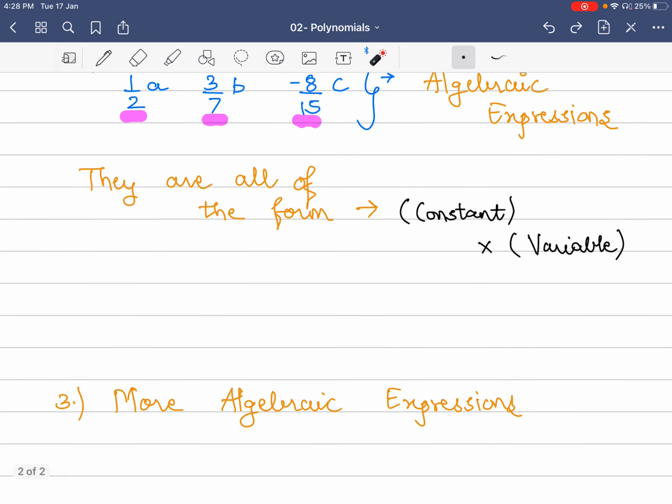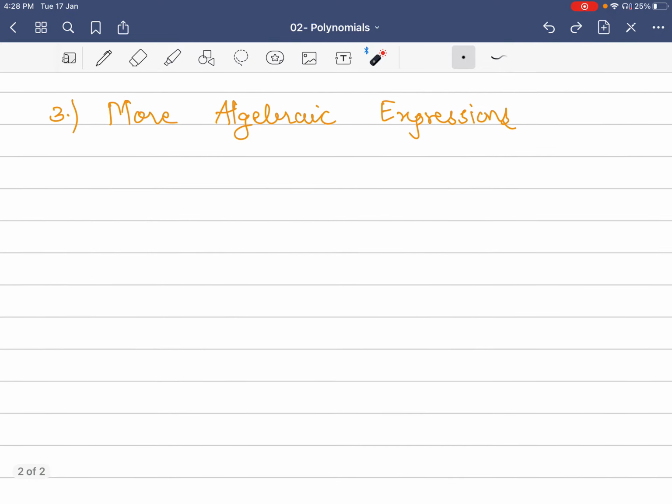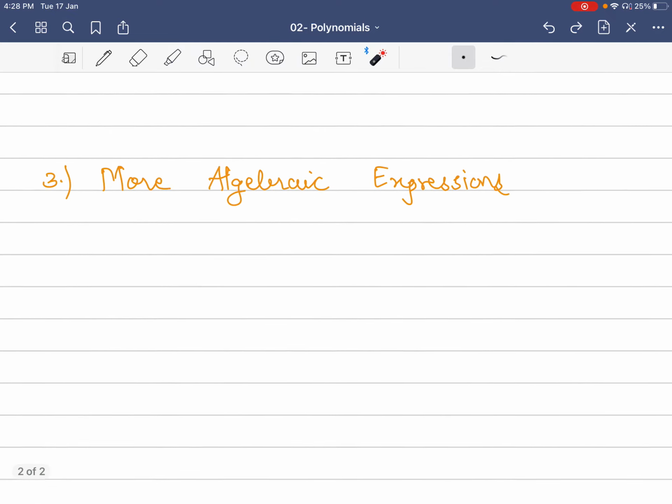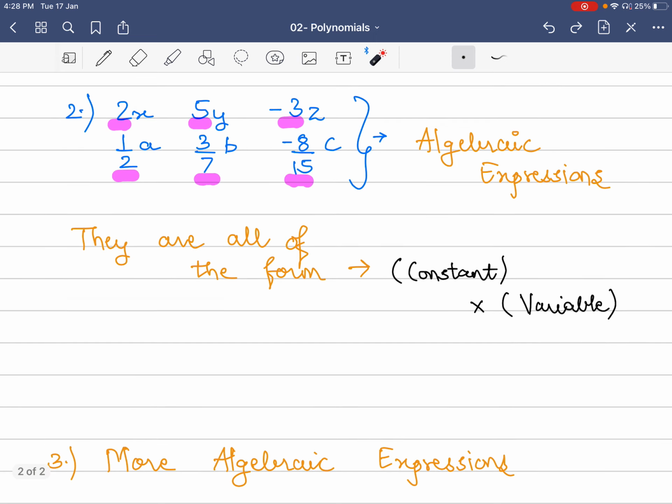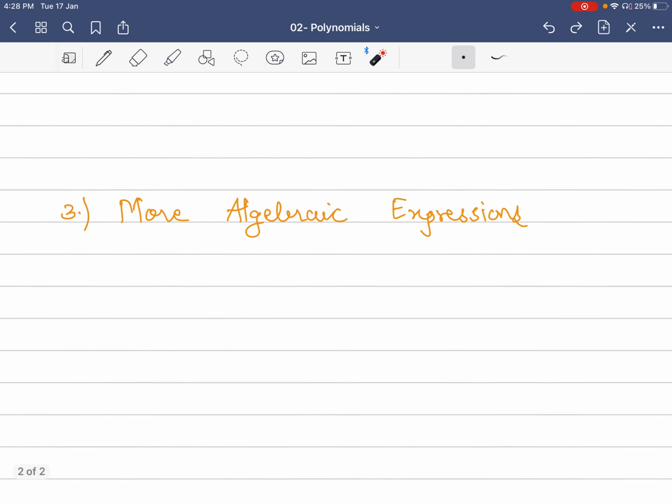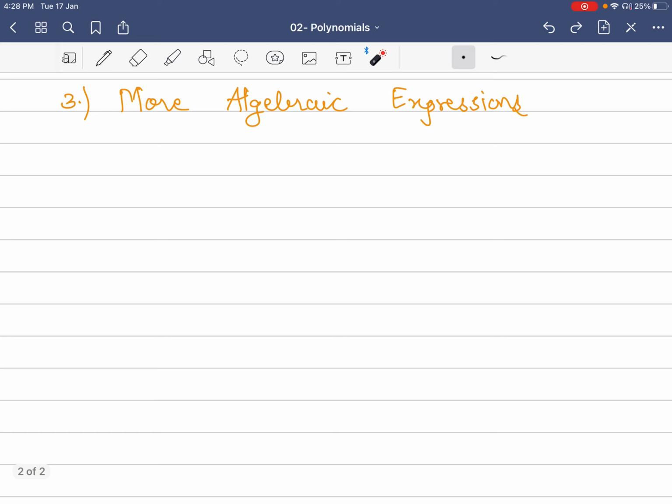Okay, now let's go ahead and try to see more algebraic expressions. These were the simple ones which we saw, quite easy to understand. Now let's make it a little bit complicated and see different types of algebraic expressions. So I'm going to write one by one. Consider this x square, or 2y cube, or minus 8z raised to 5. Okay, so this is one set of algebraic expressions.